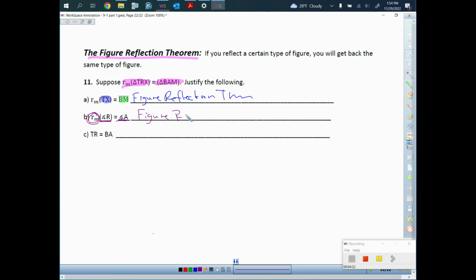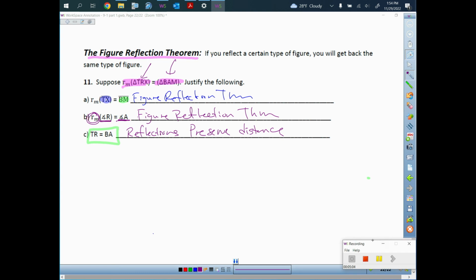It's such a simple thing when you get the hang of it. It's like, oh, duh, if I reflect an angle, I better get an angle back. If I reflect a segment, I better get a segment back. But see, this guy, he is not the figure reflection theorem because it doesn't reflect anything. It says the distance from T to R equals the distance from B to A. They did do a reflection with these triangles, so that's back to the old school, reflections preserve distance. So those are the ABCDs, and this is the D in this category. Reflections preserve distance.